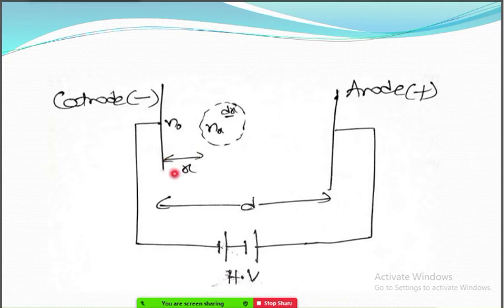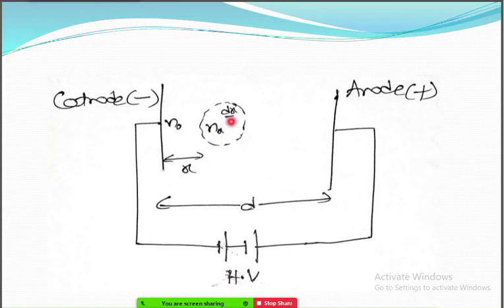We are trying to analyze it this way. At a distance small x, the number of electrons is nx. Initially there are n0 electrons. As they move, because of ionizing collisions, those electrons increase to nx. So if initially there are some 100 electrons here, after some collisions they may become 1000 or 10,000 here.